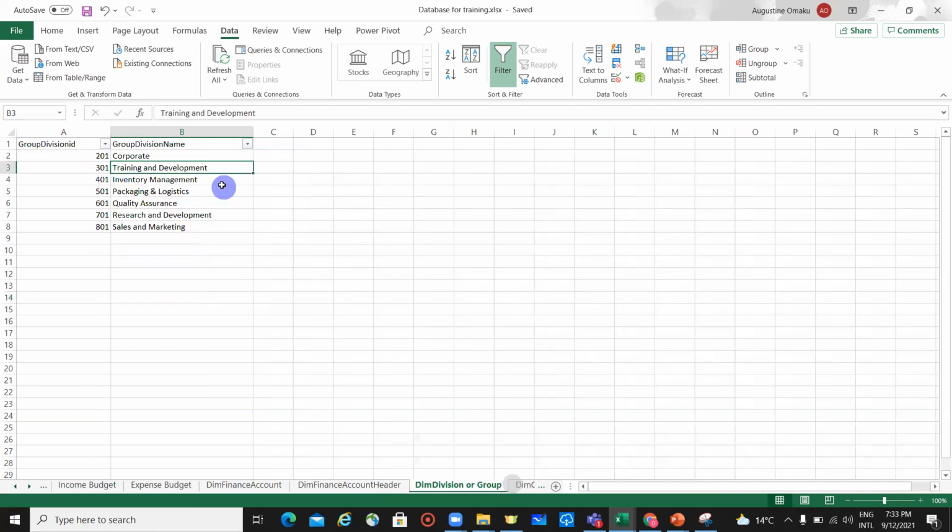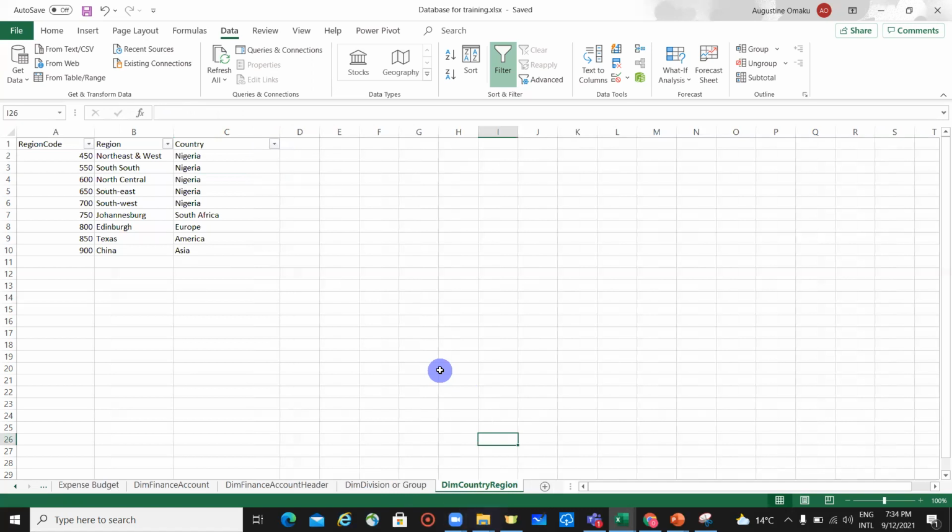Then also this is our division. As we saw on the income data and on the expense, we have it by division. So on this division, on one Power BI dashboard, we'll be able to slice and dice by each division, expenses and revenues. For divisions that generate revenues, you see those revenues. So there's another dimension we have here, which is country. We'll also be able to slice and dice by country just on one dashboard.